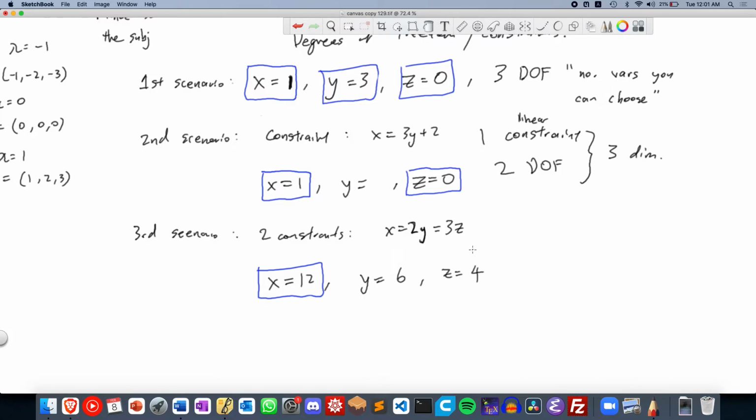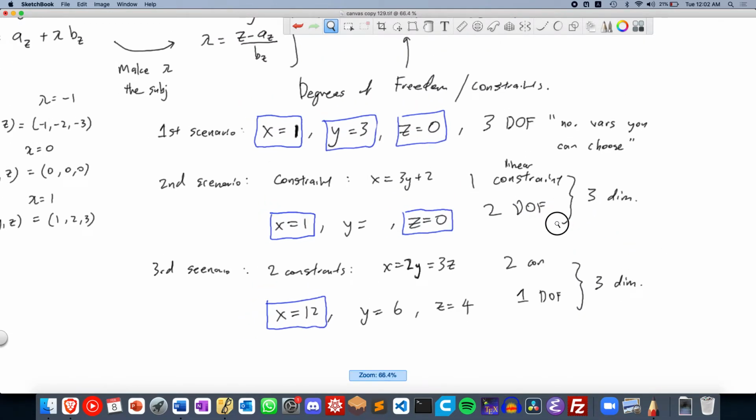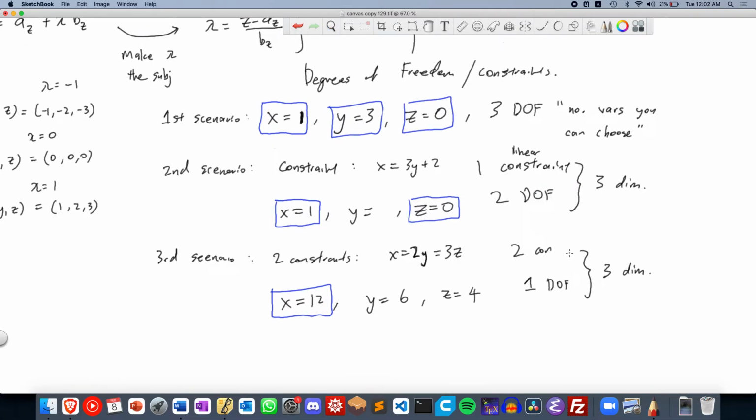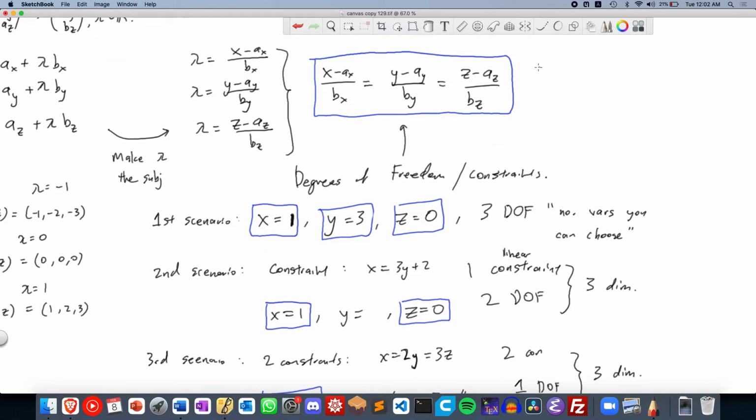So what's the point in saying all this? It's because we have 2 constraints and we end up having 1 degree of freedom. So you see that the constraints plus degrees of freedom always add up to 3, which is the number of dimensions we have in our space, in our universe. The number of space dimensions we have in our universe. So actually the equation above here is just an example of 2 constraints and 1 degree of freedom.